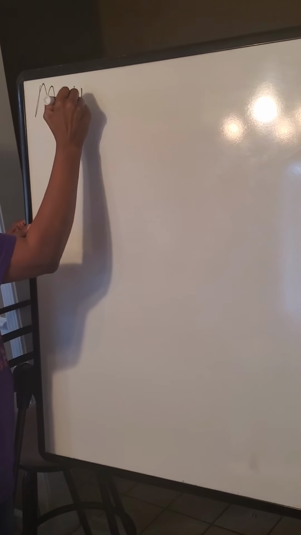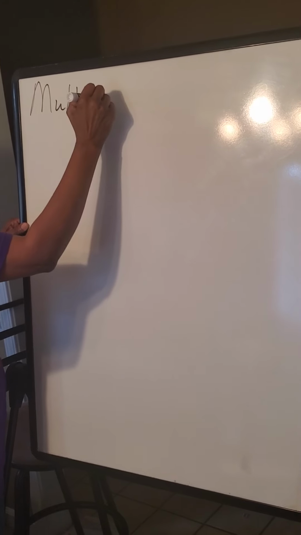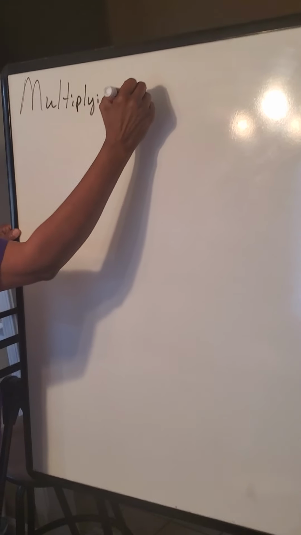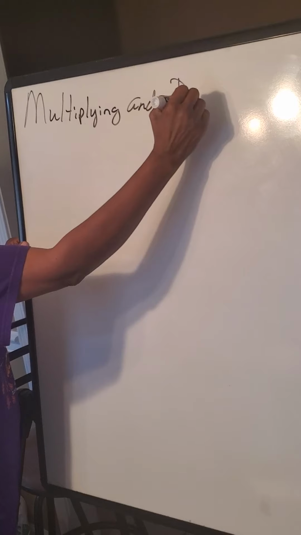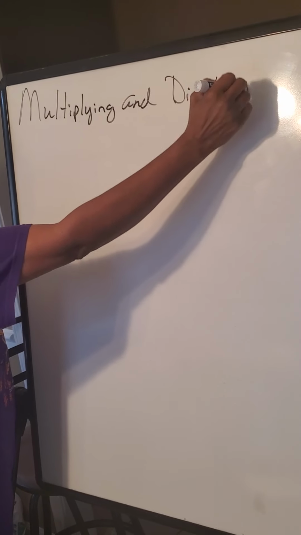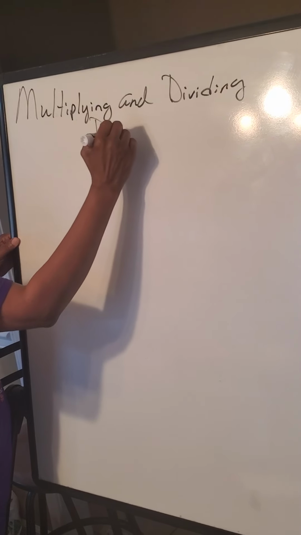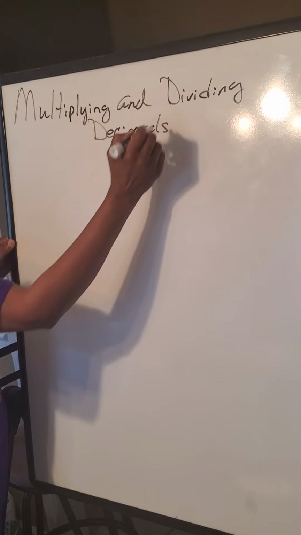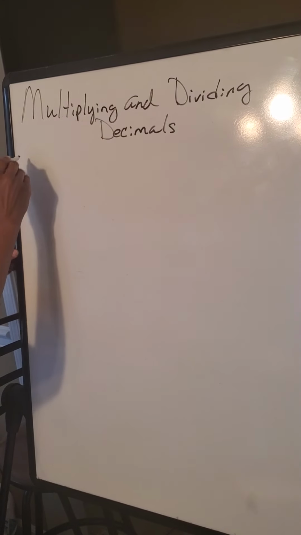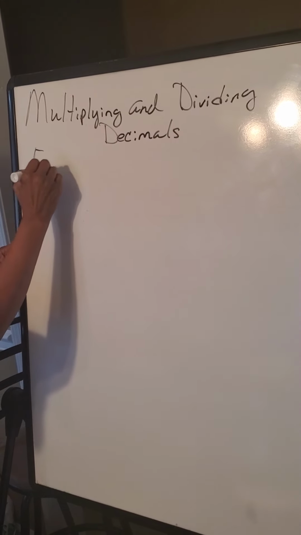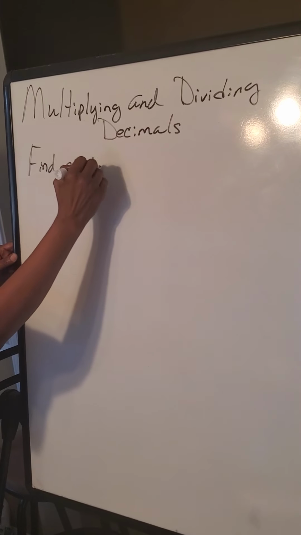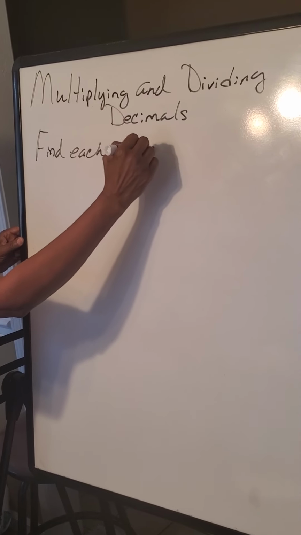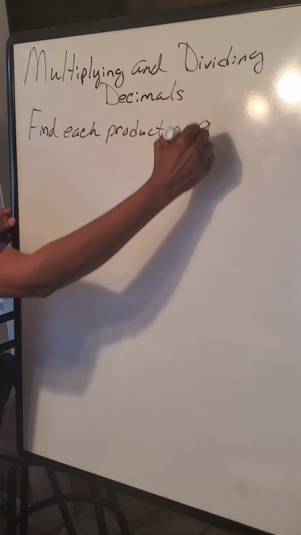Today, let's take a look at multiplying and dividing decimals. So let's find each product or quotient.